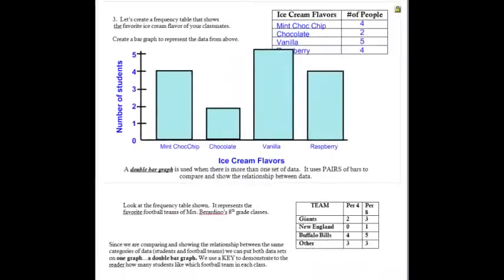My bar graph looks like this. So notice that I have a label on each side. I have my ice cream flavors down here, and then I have my number of students on my y-axis, and then I also have the scale there. My scale is equally spaced, my bars are equally spaced, and then I labeled each bar.